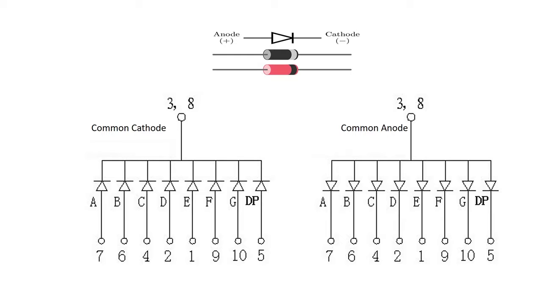In order to display a number, we just need to light up some particular combinations of these segments. In this project, I use a common cathode LED as is shown on the left side. All the diodes have a common cathode, and I suggest you check what kind of LED you have before you go through the project.